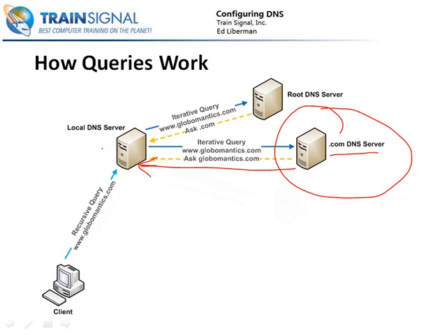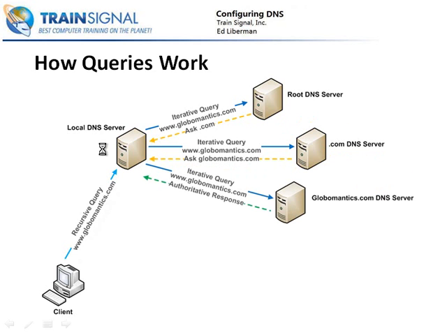So now that the local DNS server has that, it sends out yet another iterative query to the globalmantics.com DNS server. Now, because this DNS server is authoritative for that namespace, it is able to give the authoritative response back to the local DNS server with an IP address for www.globalmantics.com, and the local DNS server can then pass that IP address on to the client. So that's the entire process.